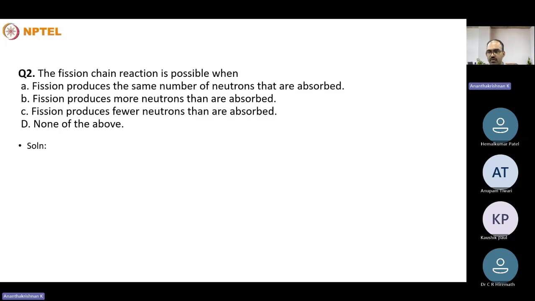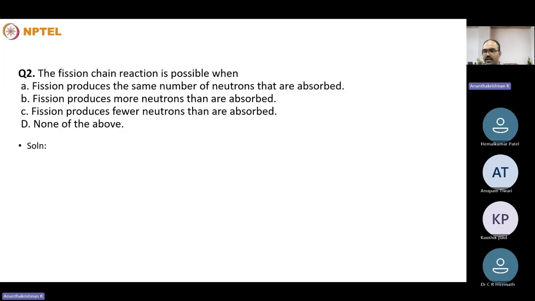So basically the neutrons are subatomic particles. These are found in the nucleus of an atom along with protons, and they carry no electric charge. They have a mass slightly greater than that of a proton. These are subatomic particles. The answer to this problem is fission produces more neutrons than are absorbed.